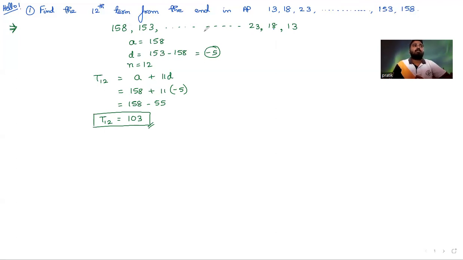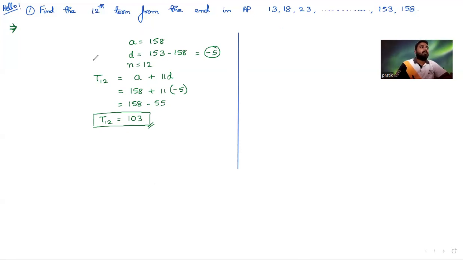What you are doing is you are just turning the AP upside down, and then finding the given data as per the requirement. But this is not accepted in quite a number of schools. Even in ICSE, we don't accept this. Okay, so I'll show you the pattern as to how to go about this. I'll write it over here so that it becomes easier. The AP is taken as 158, 153 goes on all the way to 23, 18, and 13. Because the AP is decreasing, that's why d is negative.